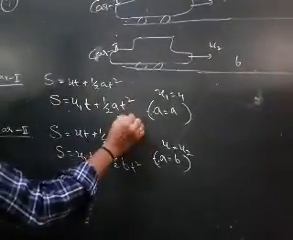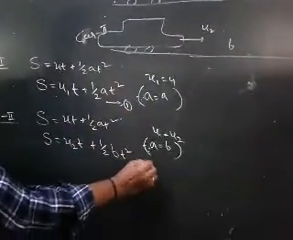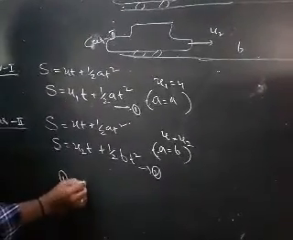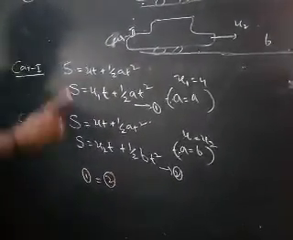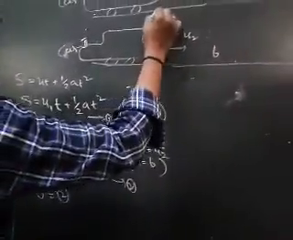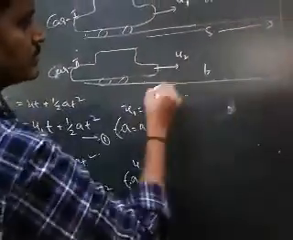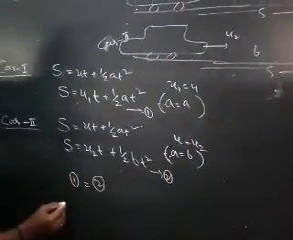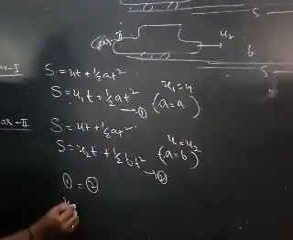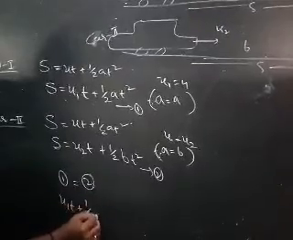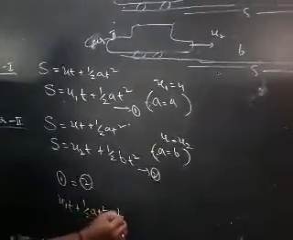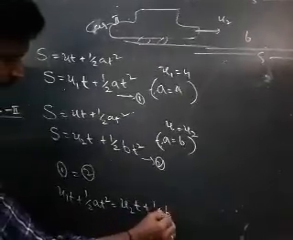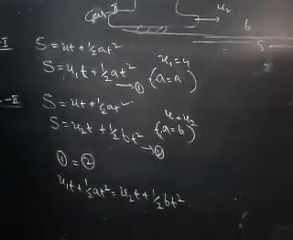These are the conditions. Equation 1 and equation 2, equate them. So therefore 1 is equal to 2. Why? Because both of them are covering the same distance. Therefore u1t plus half a t square is equal to u2t plus half b t square, right?